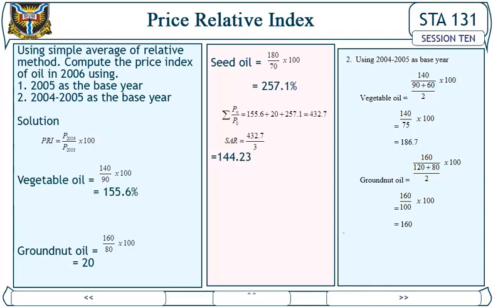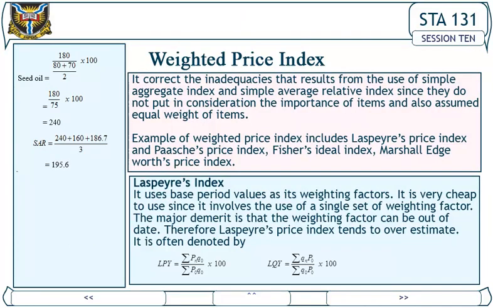2. Using 2004 to 2005 as base year, vegetable oil is equal to 186.7. Groundnut oil is equal to 160. Seed oil is equal to 240. SAR is equal to 195.6.